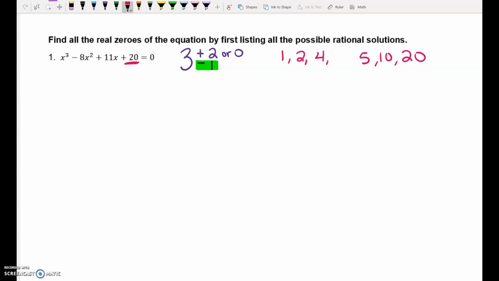You could say, oh, I'm going to start with 10. Don't start with the big numbers. Start with the smallest number, work your way up. We test using synthetic division. 1x cubed, negative 8x squared, 11x, and 20. The coefficients, the numbers in front of our polynomial, are the numbers that go in the synthetic division. We're going to test the negatives, so I'm testing negative 1 first.